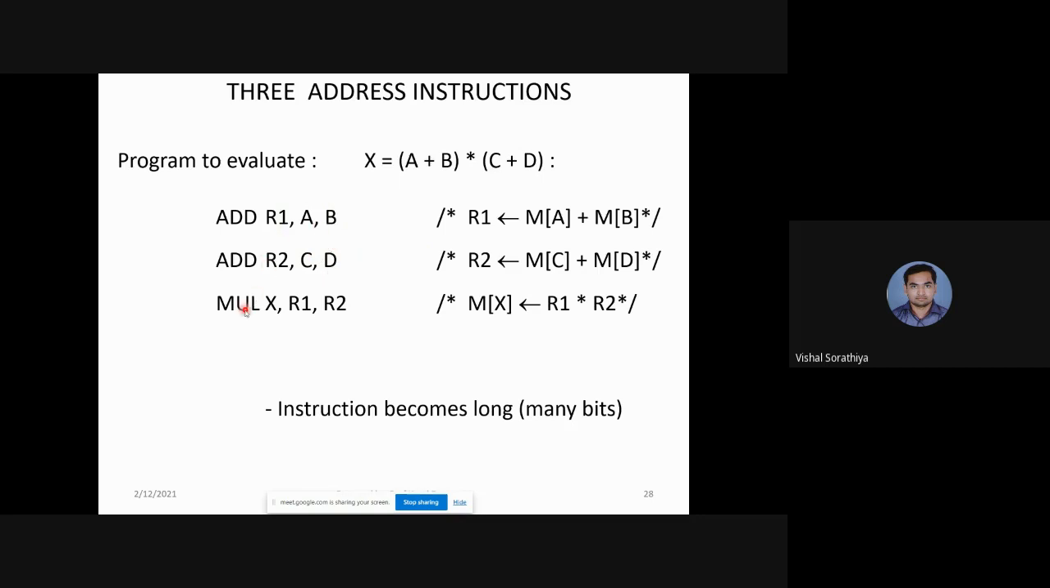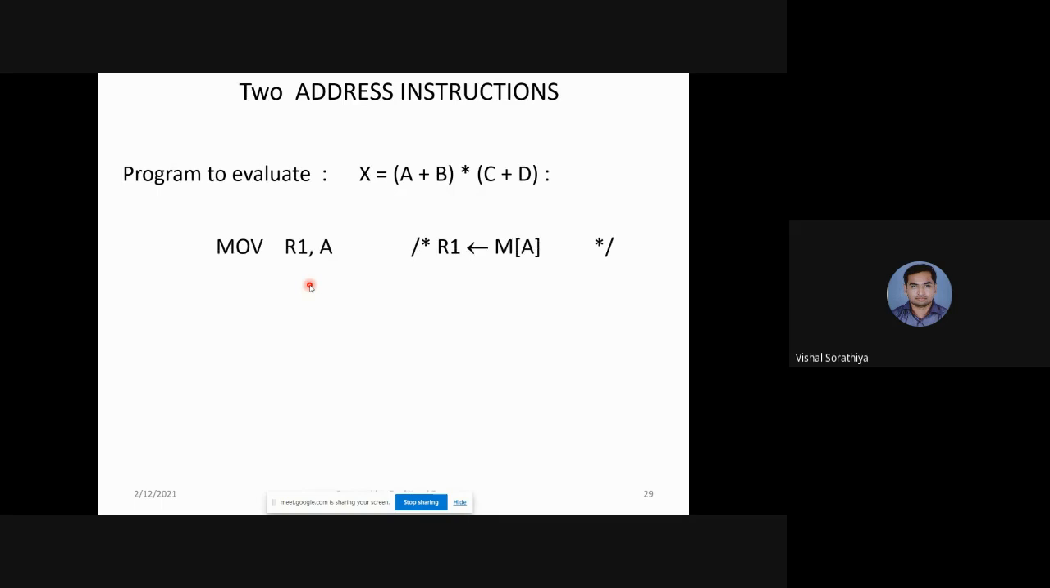Then you simply do the multiplication. You need to store the answer at the memory location X, from R1 and R2. So the instruction will be multiplication of X, R1 and R2. The instruction becomes long and many bits are required for it, because these are large instructions.